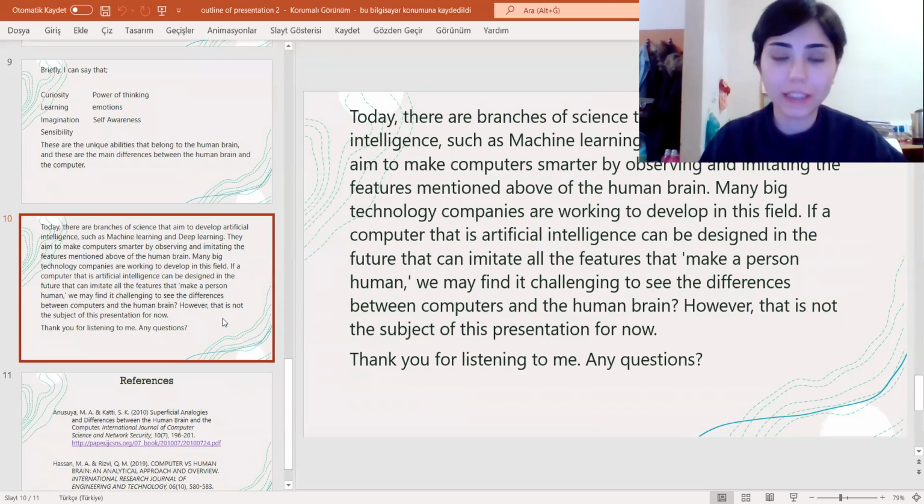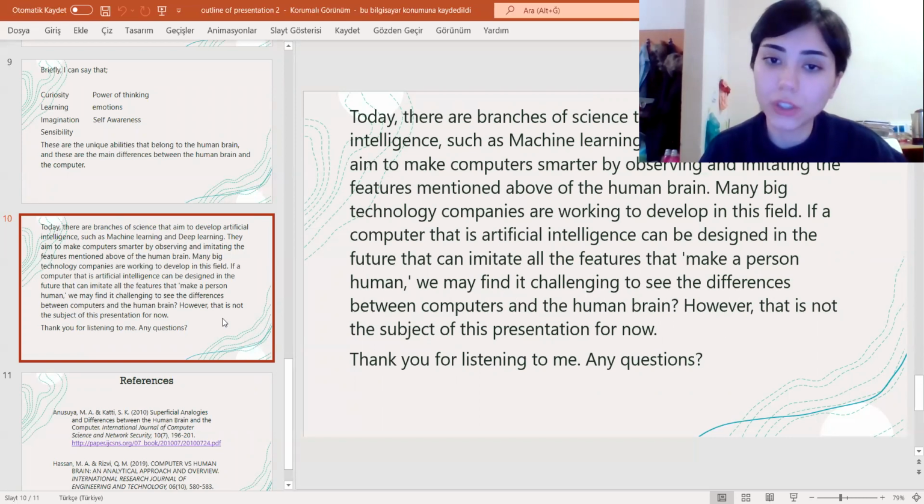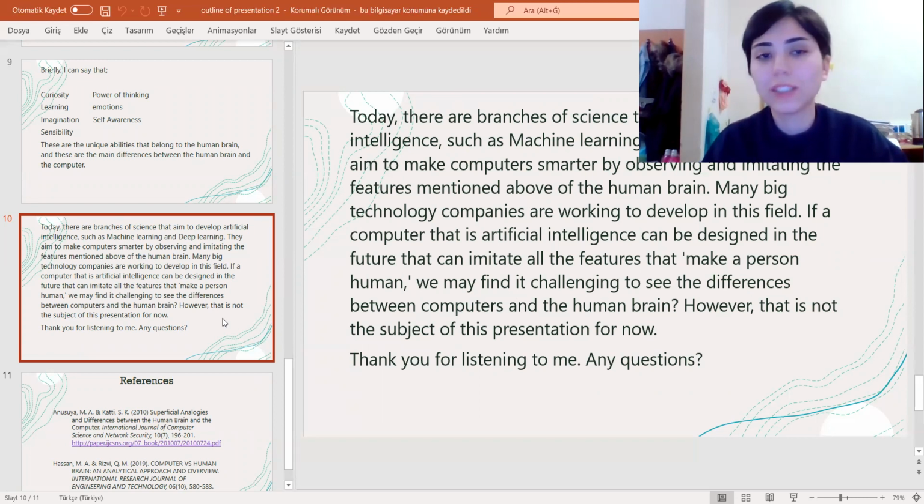Additionally, today there are branches of science that aim to develop artificial intelligence, such as machine learning and deep learning. They aim to make computers smarter by observing and imitating the features mentioned above of the human brain. Many big technology companies are working to develop in this field. If an artificial intelligence can be designed in the future that can imitate all the features that make a person human, we may find it challenging to see the differences between computer and the human brain. However, that is not the subject of this presentation for now, so I just want to mention it.